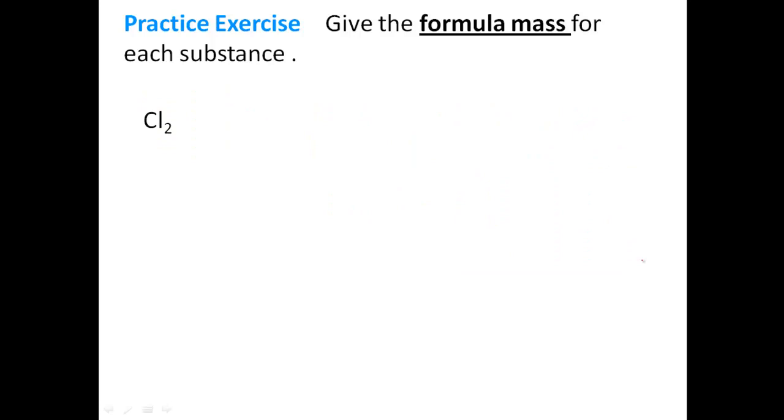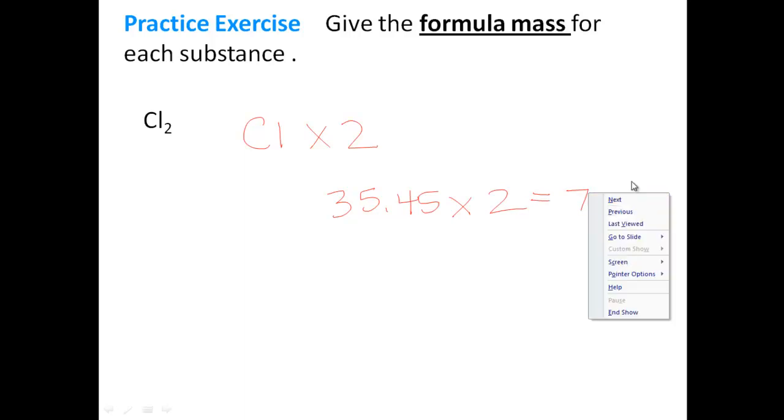And let's try a last one, chlorine 2, Cl2. That means we have 2 atoms of chlorine, right? So we look on our periodic table, and we see the formula mass of 1 atom of chlorine is 35.45. So 35.45, we have to multiply that by 2, right? Because how many atoms of chlorine do we have? We have 2 atoms of chlorine. 35.45 times 2, and that gives us 70.9. And our units are going to be AMU, 70.9 AMU.